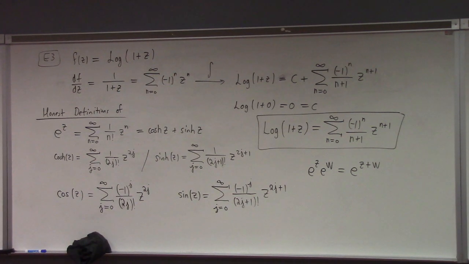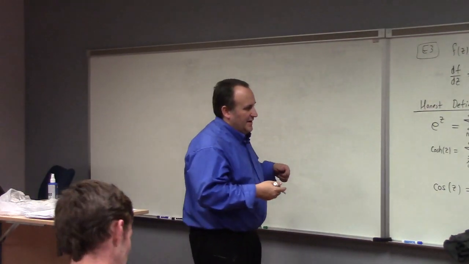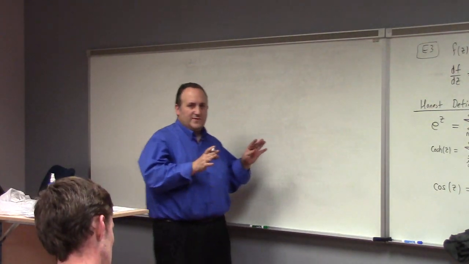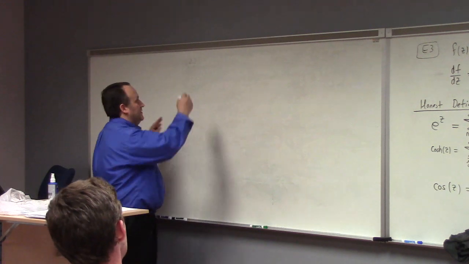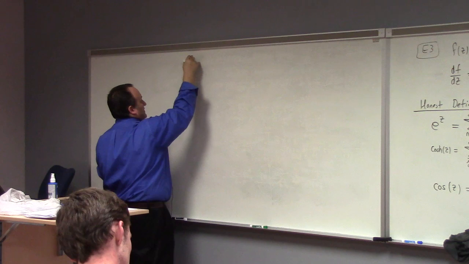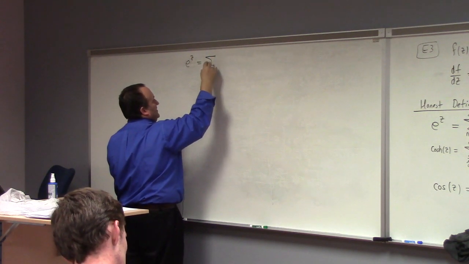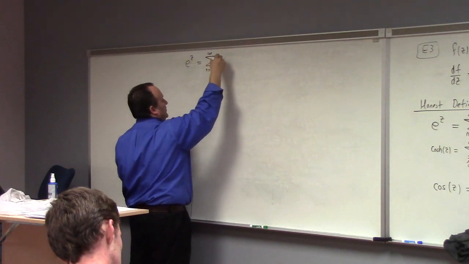So, all right, let's try something. I think the exponential is most likely to be the least annoying one. So let's see if we can think through this. We have e^z is the sum. And I admit, before I do this, that this may not even make sense. But we're going to try it, okay?